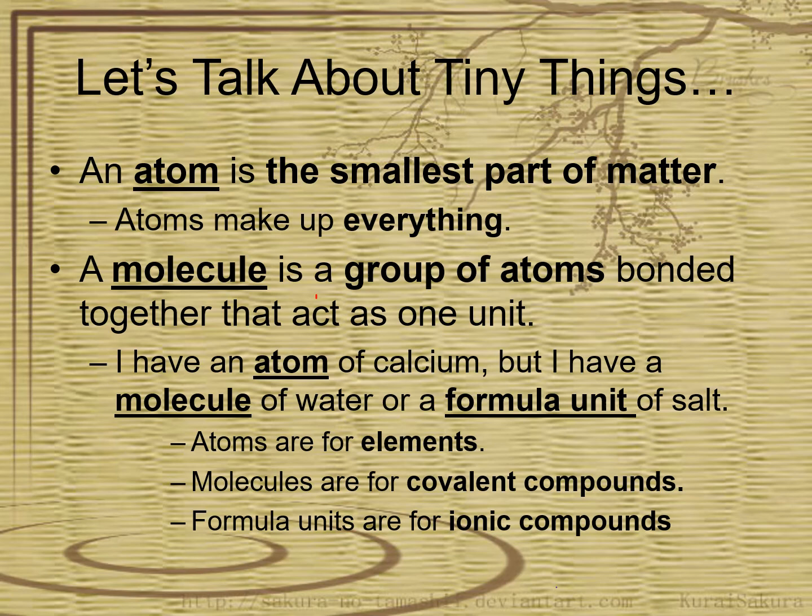And we don't say an atom of salt. So atoms are used for elements. Molecules are used for covalent compounds, and formula units are used for ionic compounds. And this becomes important because 1 mole equals 6.02 times 10 to the 23rd particles. And that particle is where we're going to put in atoms, molecules, or formula units, depending on what we are calculating for.